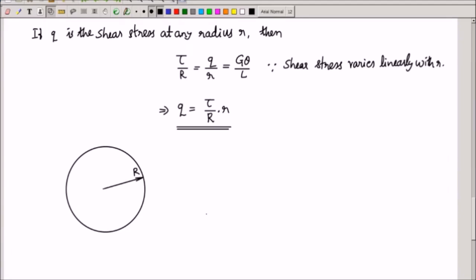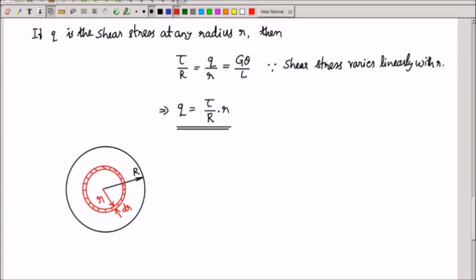It is of radius R. I will take an elemental ring in this area at a distance of small r, and the thickness of this element I'll call dr. If I can find the torque at this ring, I can find the torque for the entire cross section by integrating it between the limits 0 to capital R. That's why I'm considering this.